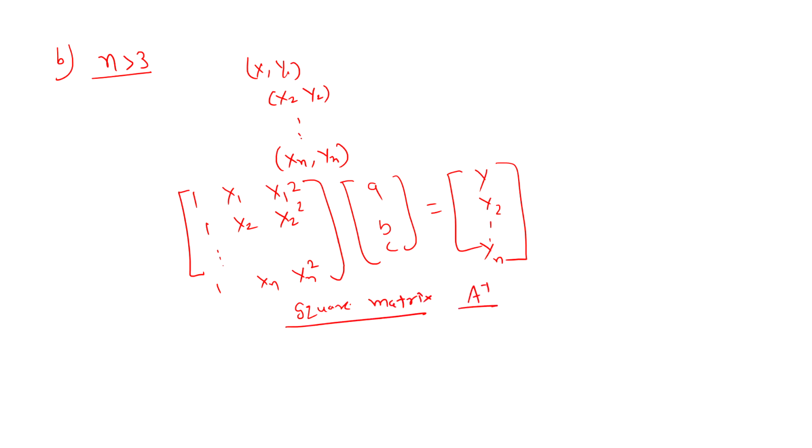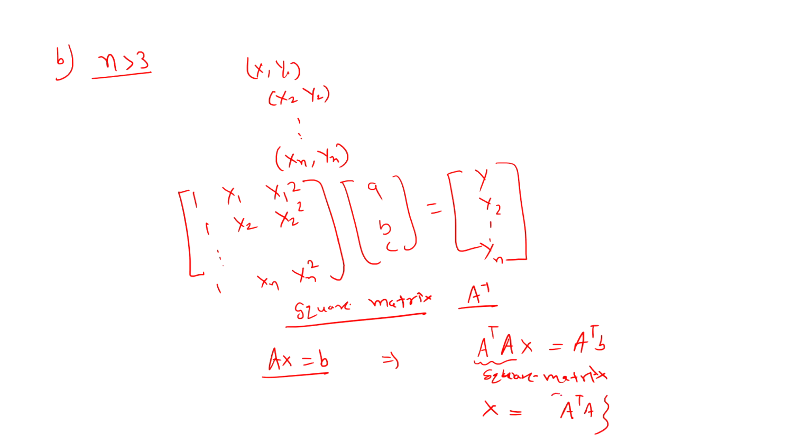Suppose this is my system Ax is equal to b. Now how will we solve this when matrix A is not a square matrix? We will first multiply it with A transpose, and then this matrix is a square matrix. Now we will invert it, so x will become A transpose A inverse A transpose b. So this is how we can represent any number of points in the form of a polynomial.